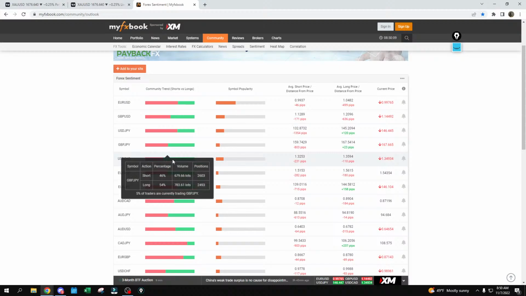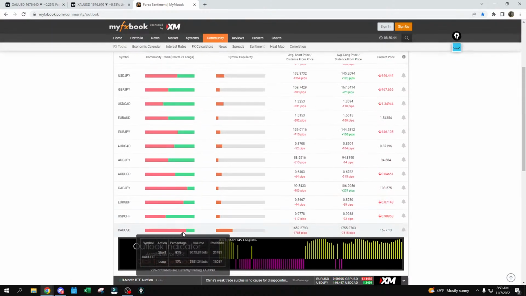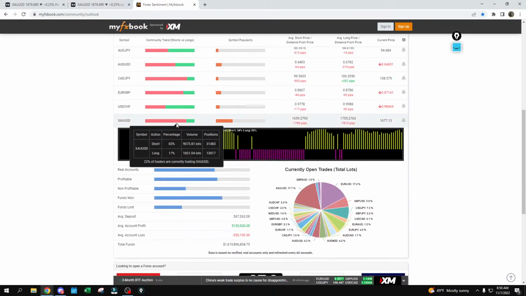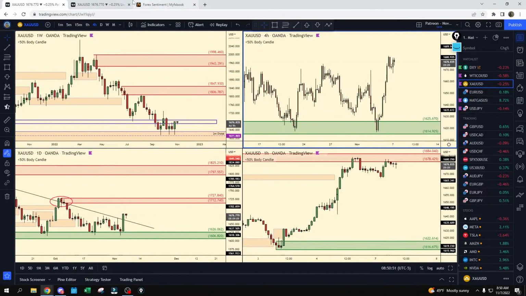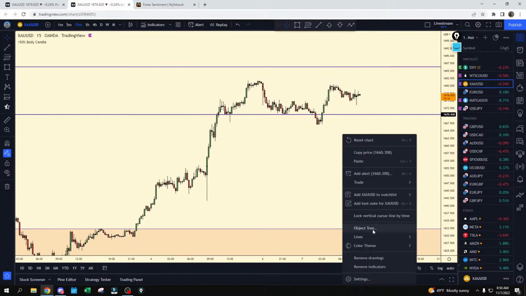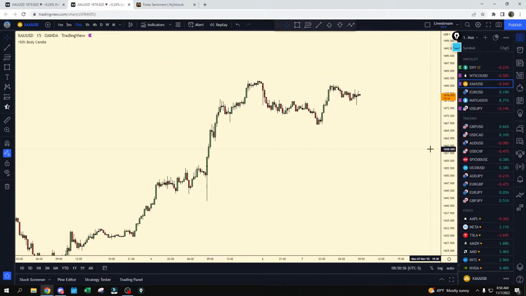So the first thing I noticed here on gold, I think you just joined, but we did talk about how if you're looking to get short on gold, 83% of retail traders are short on gold right now. So that should be putting alarm bells off in your head, in my opinion.